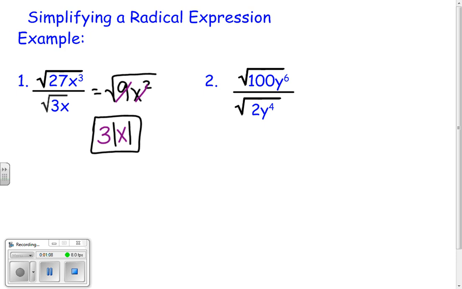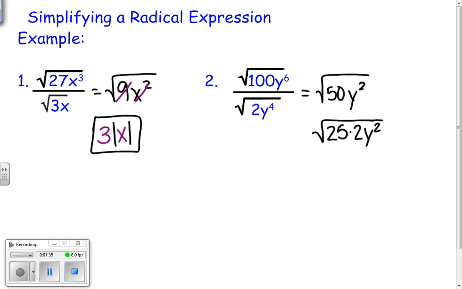Number 2, they're both square roots, so you divide. 100 divided by 2 is 50. Y to the 6th over y to the 4th is y squared. 50 isn't a perfect square, so you have to rewrite it using a perfect square. The perfect square of 50 that you would use would be 25. So make that the square root of 25 times 2 with the y squared. The square root of 25 is 5. The square root of y squared is y, which means you're left with the square root of 2. You did start even and end odd, so you need absolute values around the y.